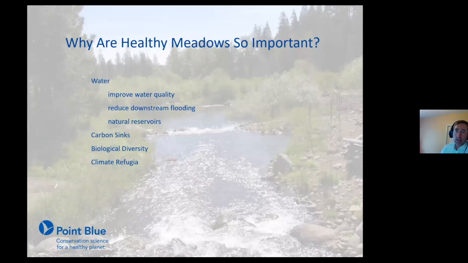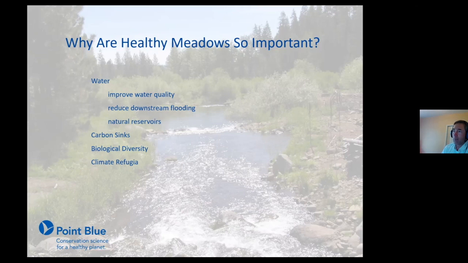Water is a huge one. Water in California is probably our biggest conservation issue going forward, and our biggest climate issue in this drought-stricken state. So healthy meadows improve water quality. They reduce downstream flooding, and they're natural reservoirs. They can hold water for a long time through the dry season and slowly release it back.